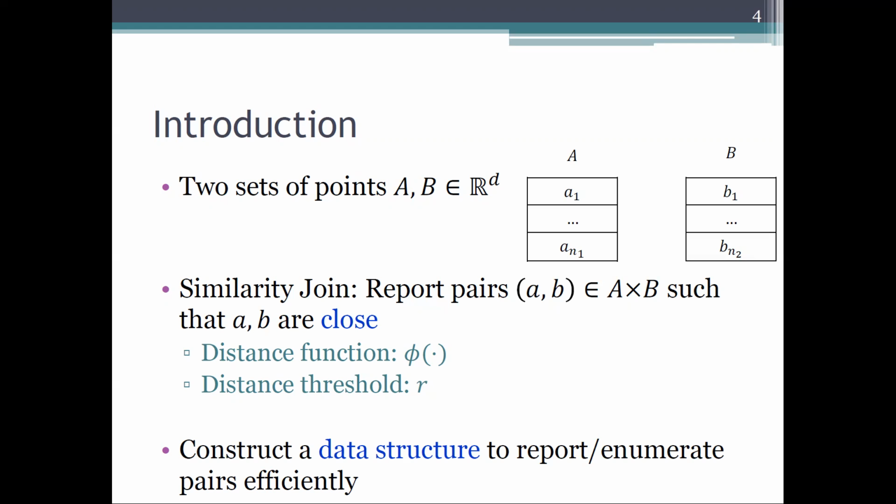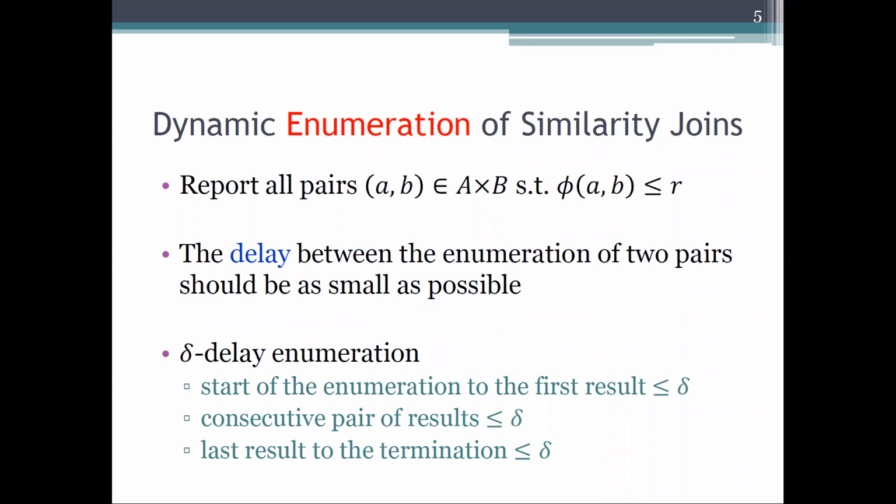More specifically, we aim to enumerate them with delay guarantee. With delay guarantee, we mean that the time between the enumeration of two consecutive pairs should be bounded. Here it is important to highlight the difference with other reporting queries, where the goal is to report all results in time that depends on a sublinear function with respect to the number of items n, plus the output size. Here we define the delta delay enumeration, saying that the maximum amount of time that the user can wait until we show a new result is delta.